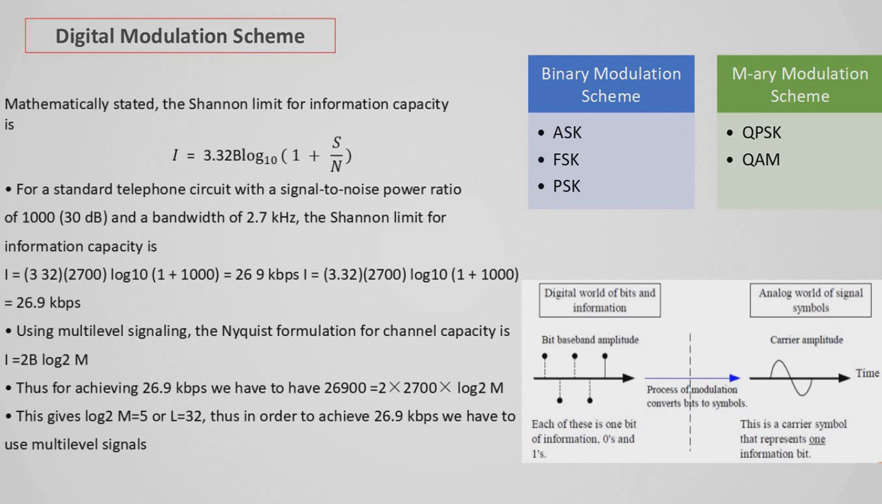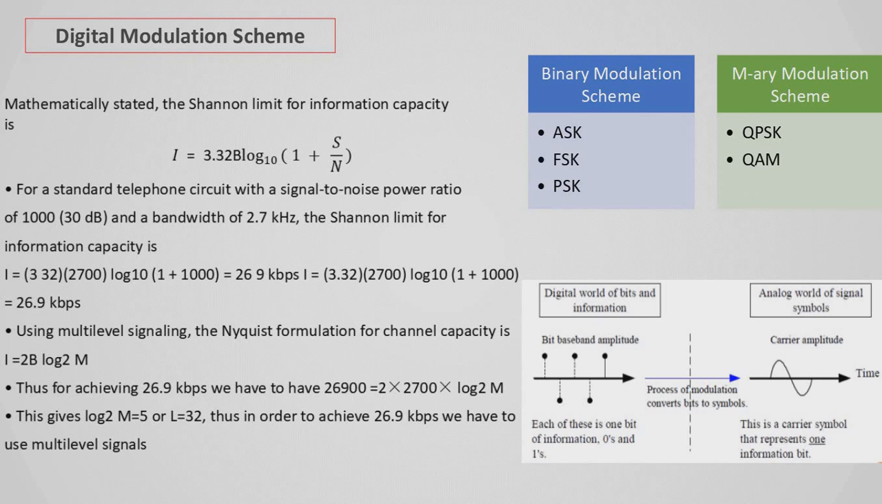What is the need of this digital modulation scheme? The need is to identify the channel capacity. Here you can see the channel limit for the information capacity, which you can write as I or C, is 3.32 times bandwidth times log of 1 plus S/N. That means your channel capacity depends on the signal to noise ratio of the received signal and the bandwidth available through which the information is going to be transmitted.